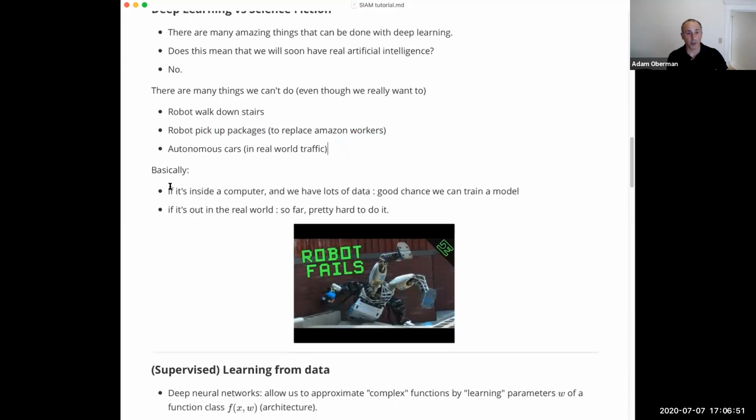Okay, the punchline of this is, if it's inside a computer, we have a good shot at doing it. But if it's out in the real world, it seems pretty hard, at least in the public domain.